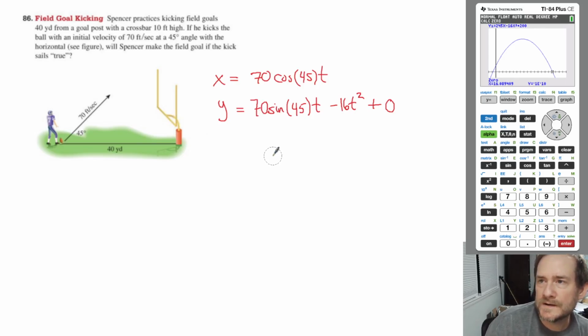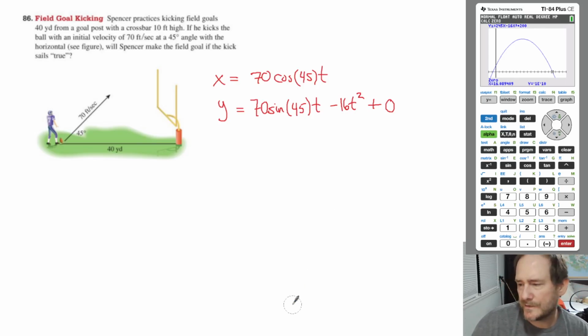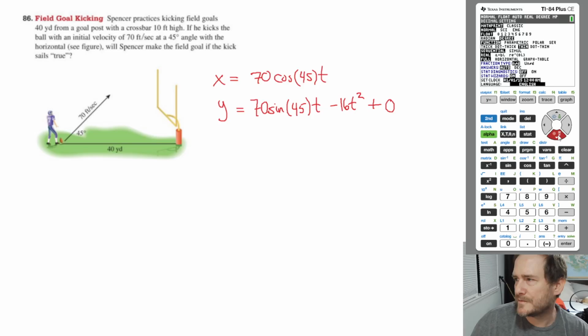Okay. So how do I do this? Well, I would certainly enter my equations into my calculator in parametric mode.